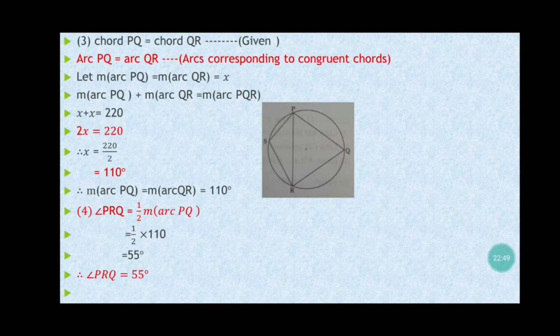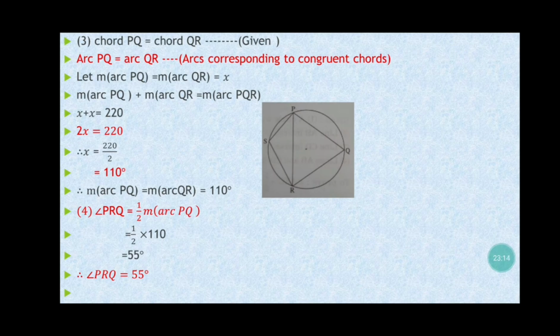Fine. Next, chord PQ is equal to chord RQ. So two arcs are equal, that is arc PQ is equal to arc QR. Okay. Now both arcs are equal, so let each be X. So 2X is equal to 220. 220 we have calculated just now. So what will be X? X will be equal to 110.